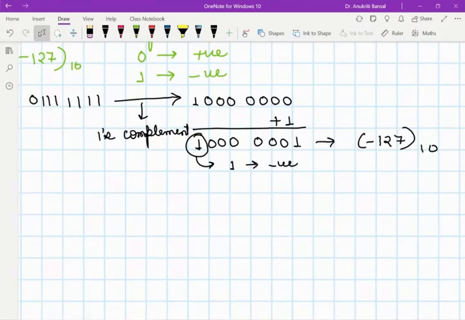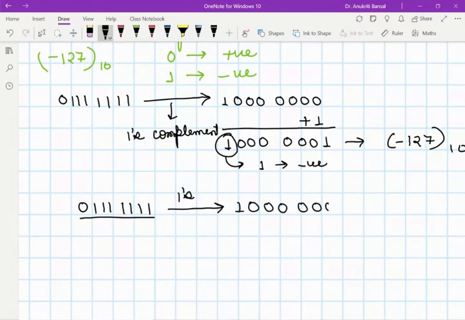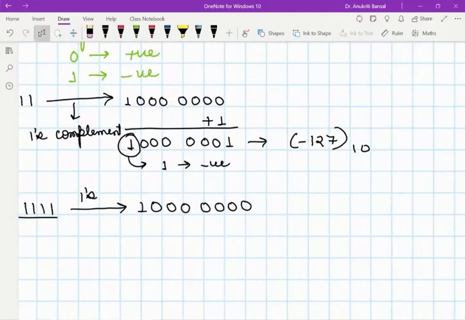Ma'am, please explain again. Okay. So this is my binary representation of 127, and I want to find out the binary representation of minus 127. So what I will do is I will first take the ones complement. Ones complement means I will invert these bits. So 0 की जगह 1 आ जाएगा, 1 की जगह 0. So after inversion, after ones complement, I get this number.